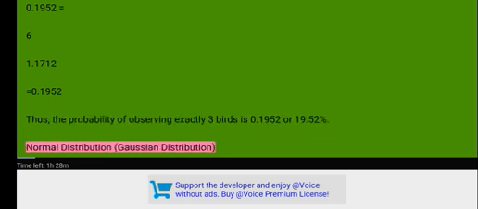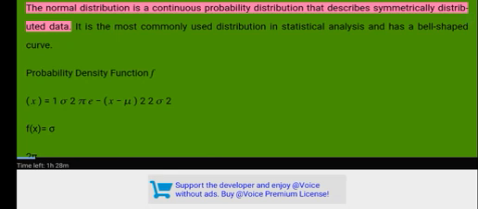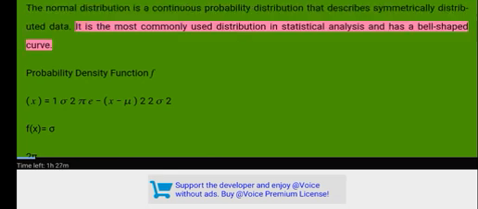Normal distribution, Gaussian distribution. The normal distribution is a continuous probability distribution that describes symmetrically distributed data. It is the most commonly used distribution in statistical analysis and has a bell-shaped curve.